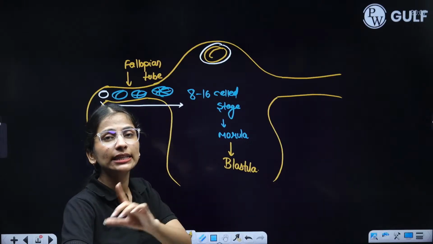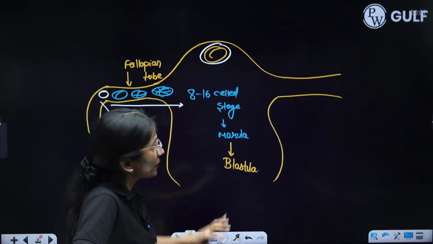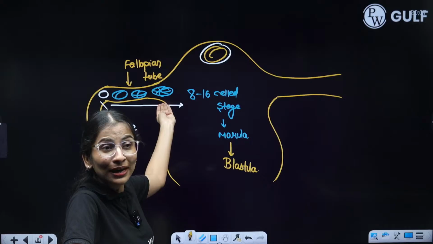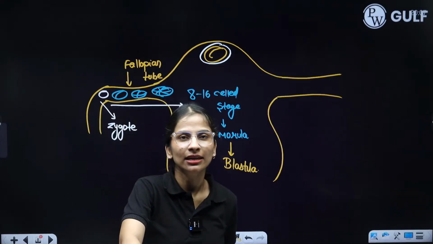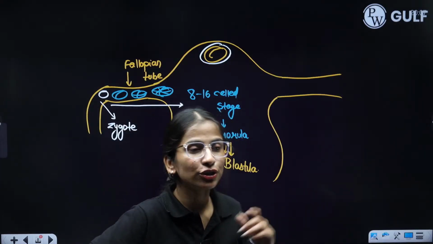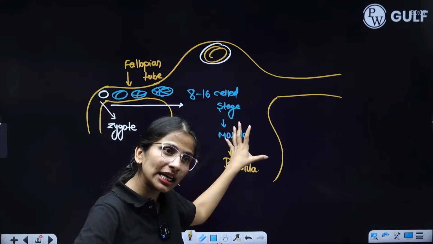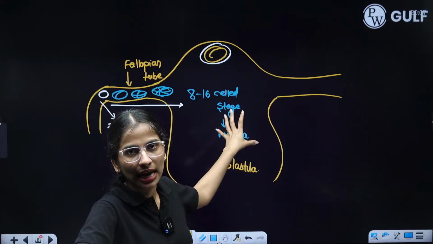But if the 8 to 16 cell stage has already been reached, we cannot transfer it into the fallopian tube, because naturally the 8 to 16 cell stage should not be in the fallopian tube. It should already be in the uterus. So then it will be transferred into the uterus directly, okay?